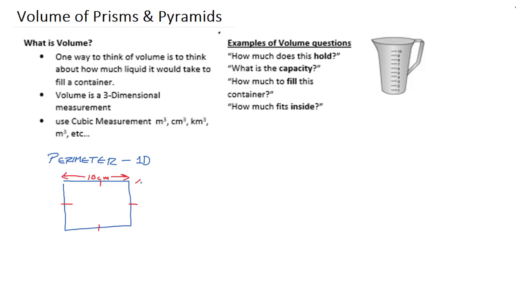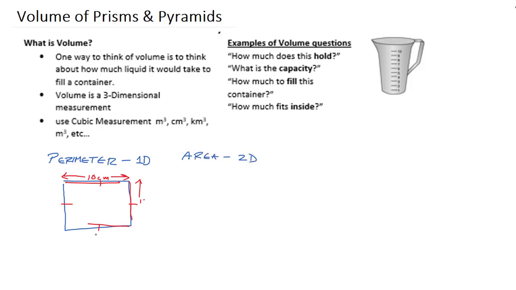One dimension going this way, one dimension going this way. Now you could say, well, it's a two-dimensional shape, but we're only measuring in one dimension. That's what perimeter is. We have one straight line here, plus another line plus another line. So that's one-dimensional. When we talk about area of a shape, area is two-dimensional.